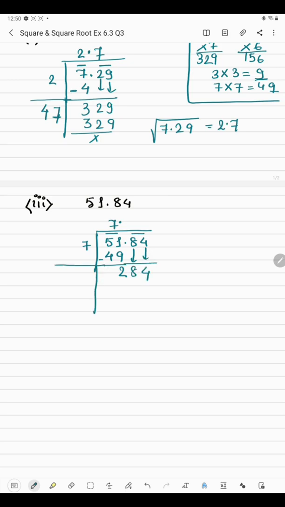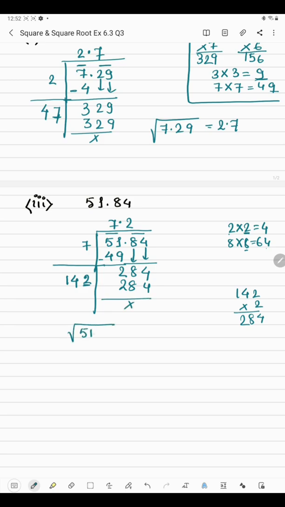Now we'll extend it. So 7 plus 7 is 14. Now which digit should we take here? Here last digit is 4. So either we will take 2 2s are 4 or we can take 8 8s are 64, right? So either you will take 2 or you will take 8. So at first we are taking 2 here. So 142 will be multiplied by 2. So 2 2s are 4, 4 2s are 8, 2 1s are 2. So the same number we will have to put there. So we will get 284. So the square root of 51.84 will be 7.2.